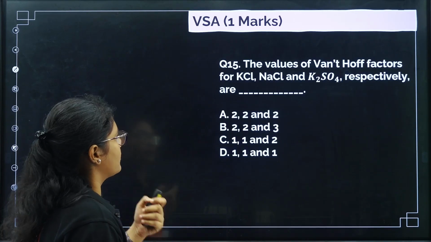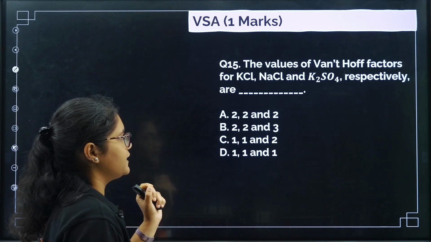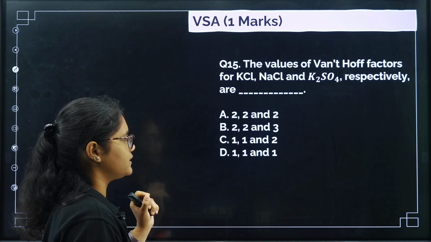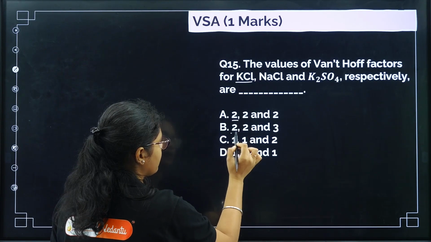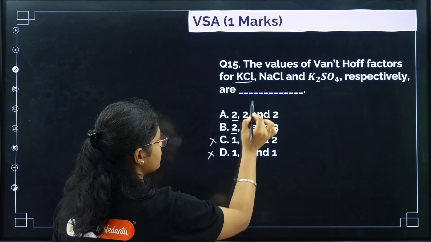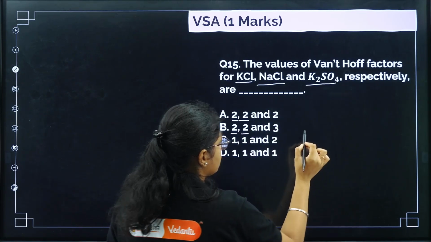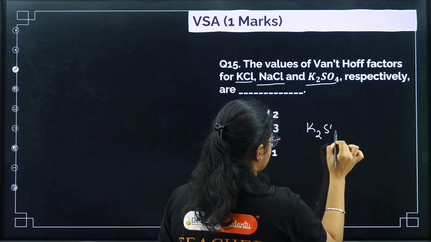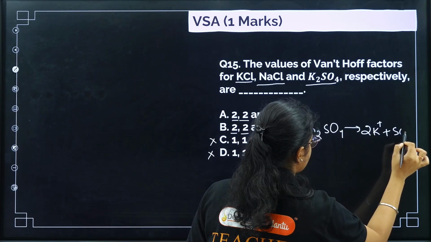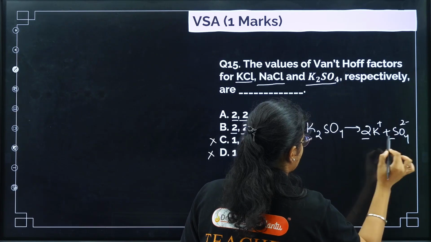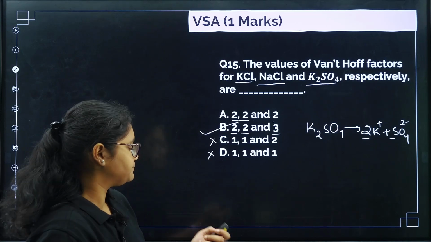Okay. Next question. The values of Van 't Hoff factors for KCl, NaCl, K2SO4 respectively are? Now KCl will dissociate to give you 2, so we can eliminate these two options. NaCl will also give you 2, so these two options are still there. K2SO4, here you might make a mistake, so that is why that question is there. It can dissociate to give you 2K plus and 1 SO4 2 minus, right? So total is 3. So the correct answer is option number B here.